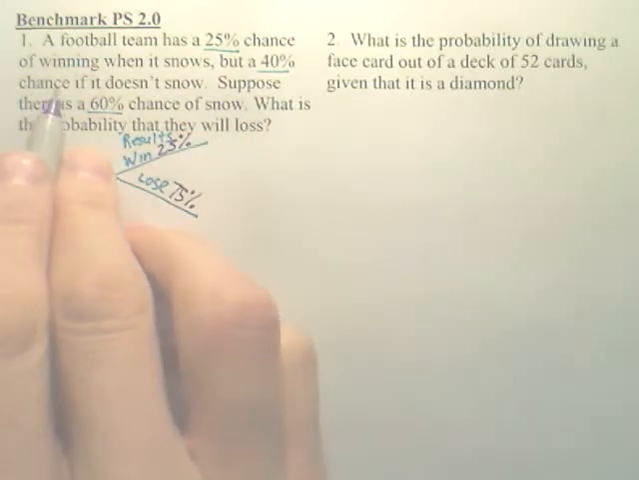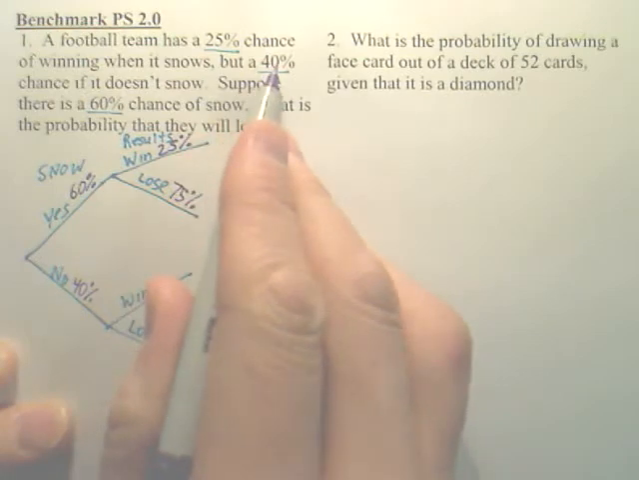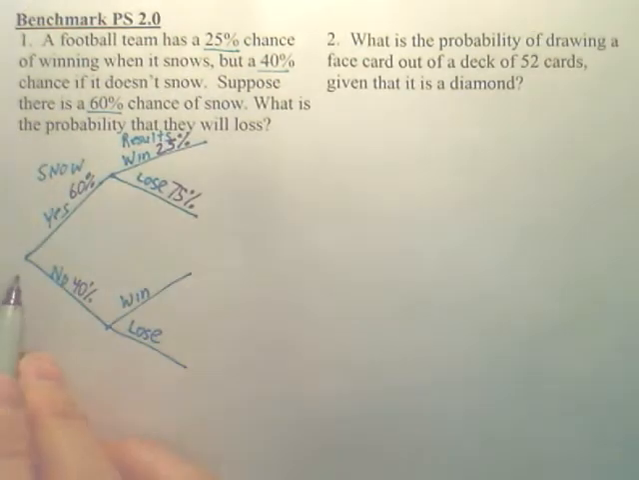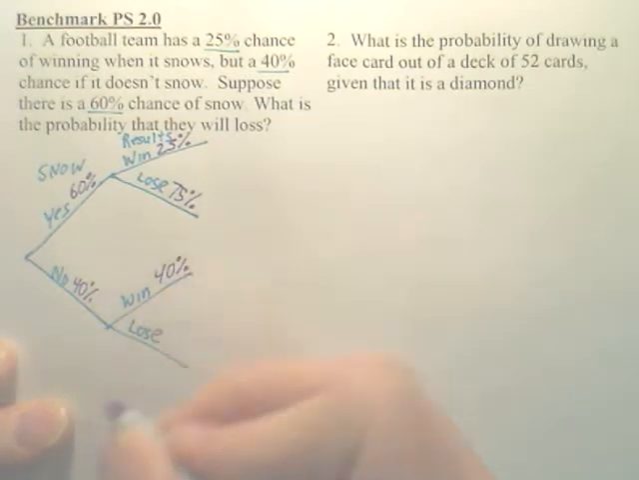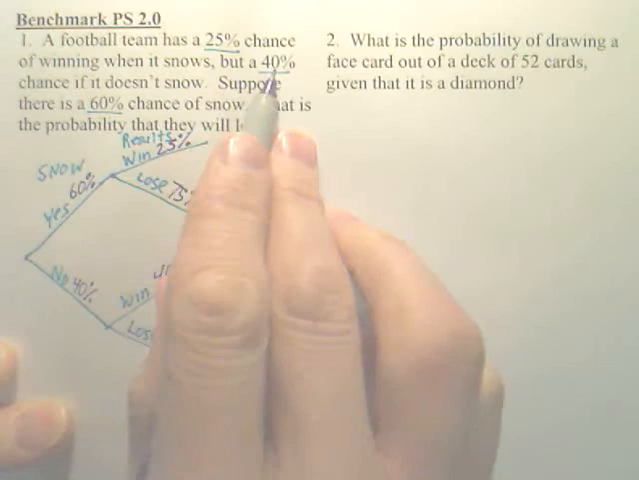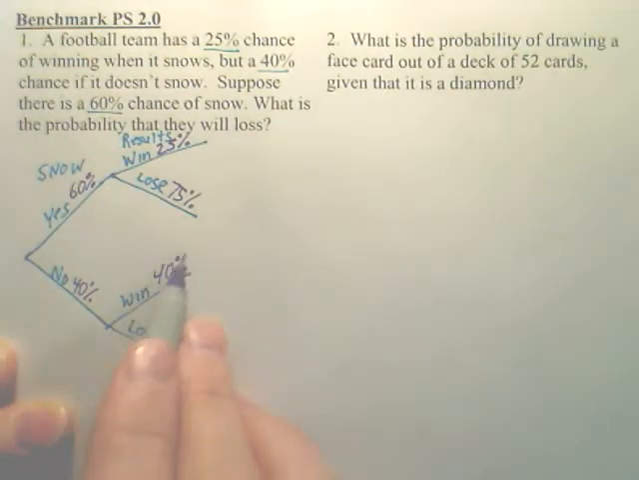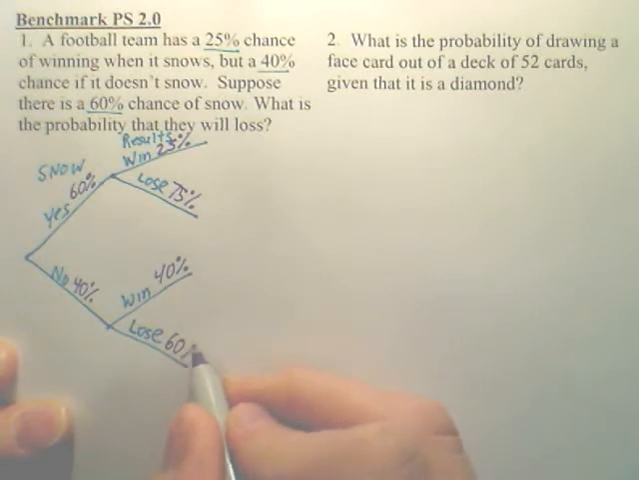Okay, the next one. But a 40% chance if it doesn't snow. So they have a 40% chance of winning if it doesn't snow. If it doesn't snow, they have what percent chance of winning? A 40. Another conditional probability. A 40% chance of winning if it does not snow. So what would that be of losing down here? 60.